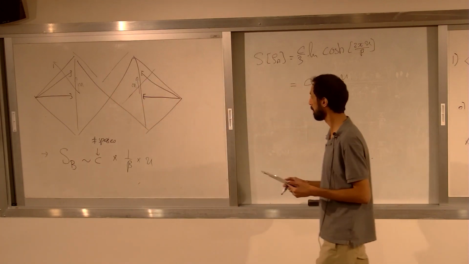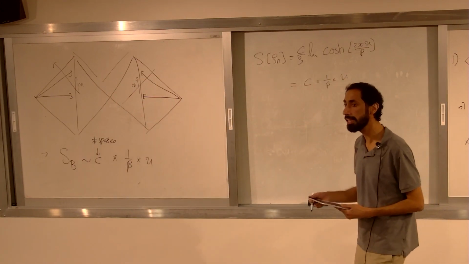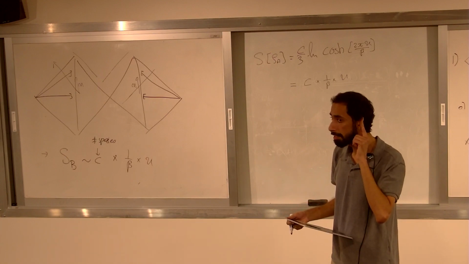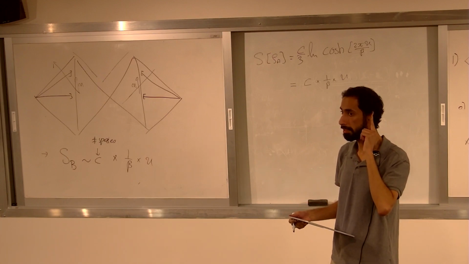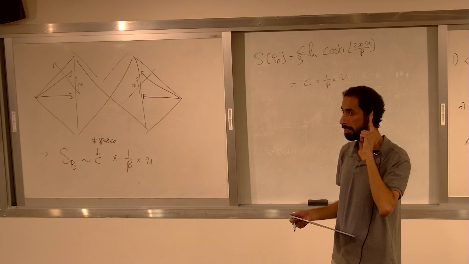Yes? For the metric was u independent, then the state. The metric is u independent. Correct. And the state is a vacuum inside. So why do we have an answer independently?